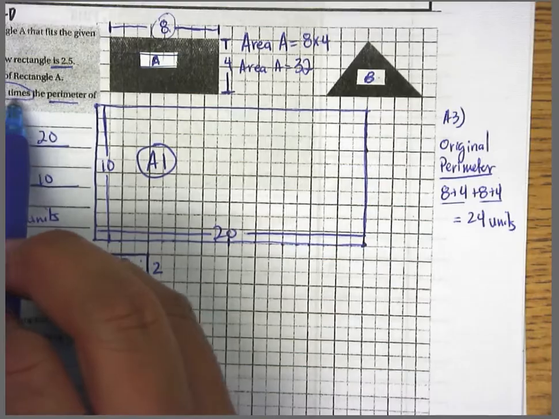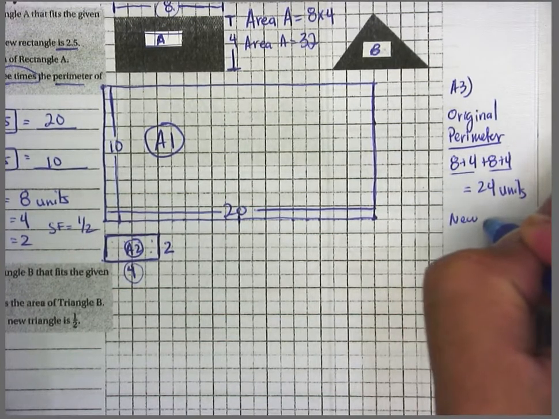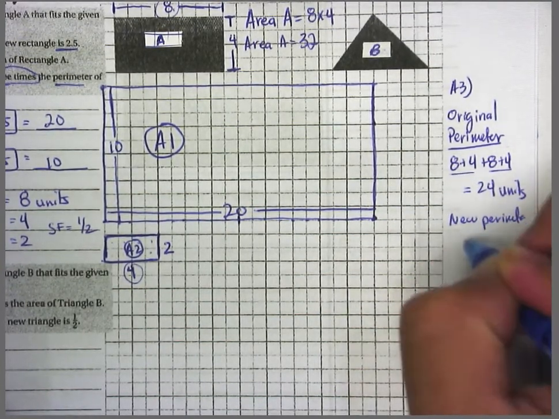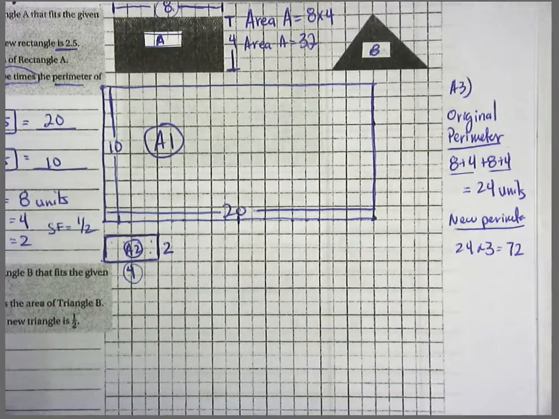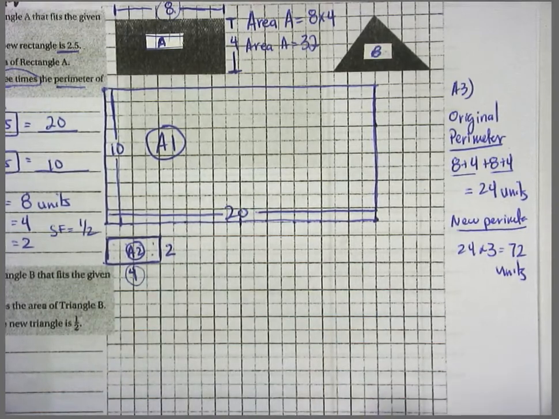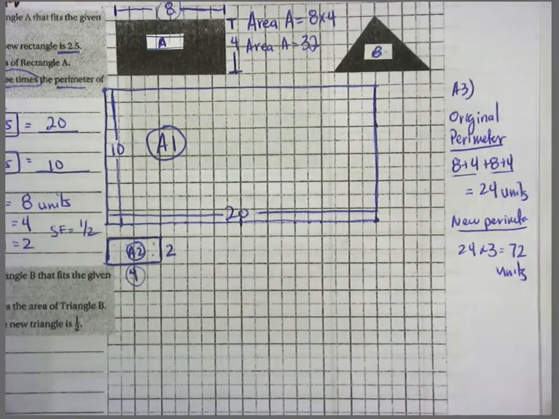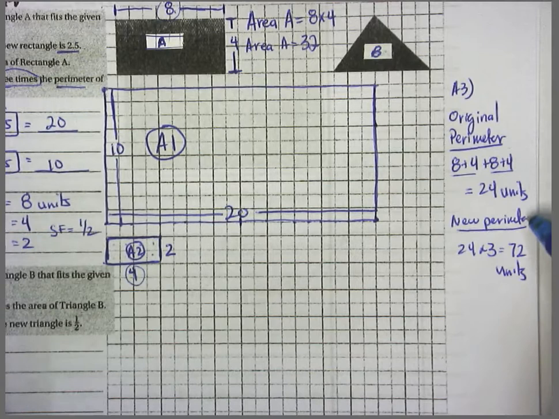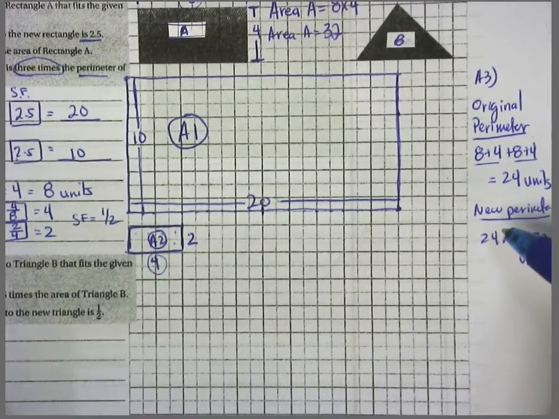Now, it says 3 times. So I'm going to say my new perimeter is equal to 24 times 3, which equals 72 units. So I have to draw a rectangle that's 72 units all the way around. It's still similar to this one. Now, I know that if you look at your notes, perimeter factor is the same as scale factor. So, if my perimeter is going to triple, that means I expect my scale factor to be 3 also.